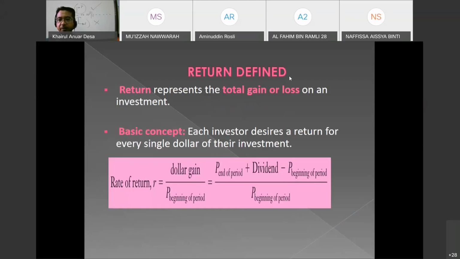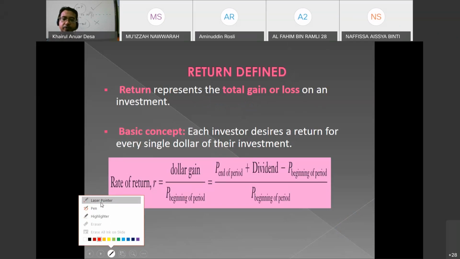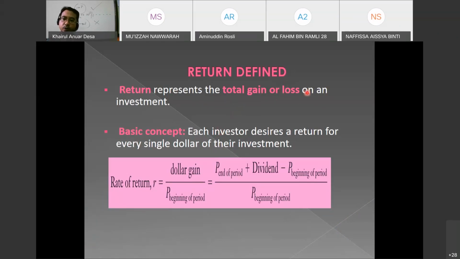So apa maksud return? Okay, return can be a positive return or it can be negative returns. Pulangan ini ya, dia boleh jadi dalam dua bentuk. Sama ada dia dalam bentuk positif, meaning that total gain is the positive return, ataupun dia dalam bentuk total loss, ataupun kita panggil dia negative returns, right?